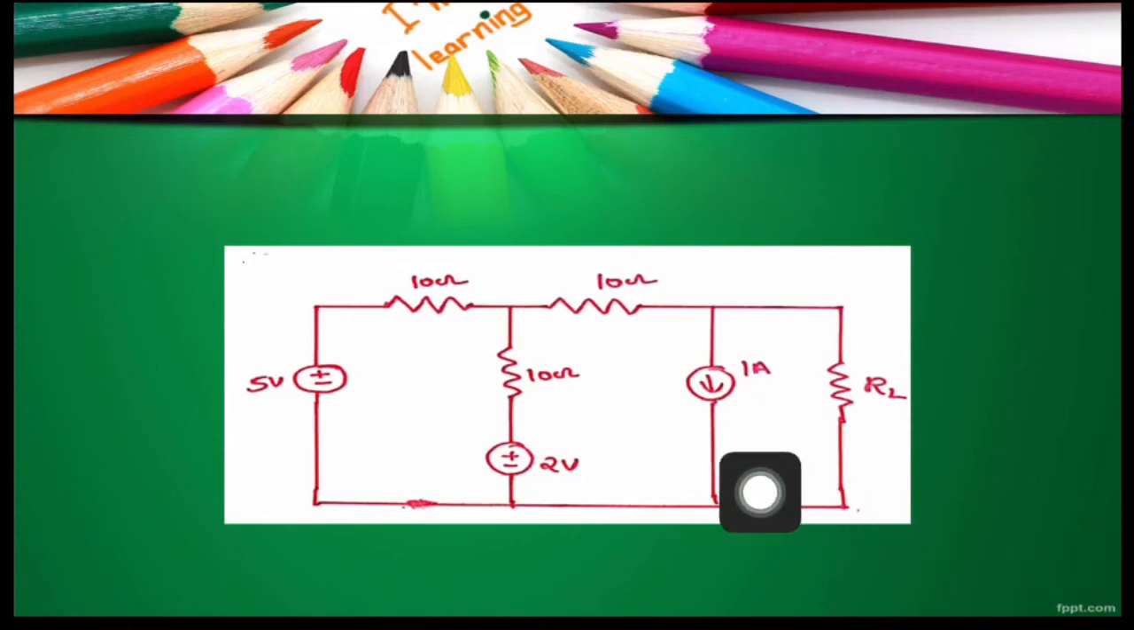By inspecting this network, you can see 2 independent voltage sources, 5 volt and 2 volt, and 1 independent current source, 1 ampere. These 2 independent voltage sources should be replaced with short circuits and this current source with open circuit. Apart from that, this load resistor RL should be open circuited.